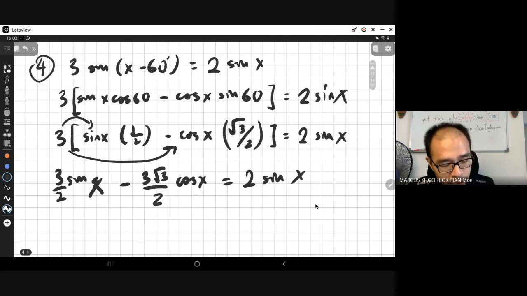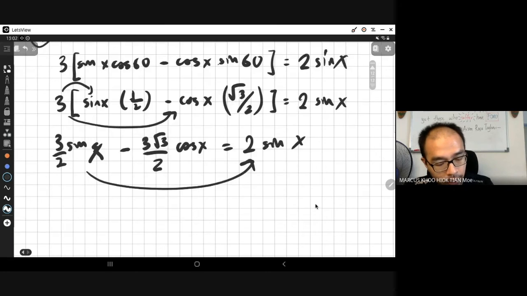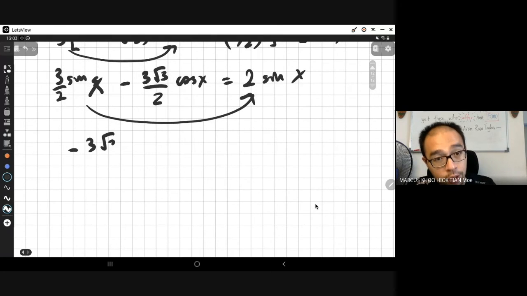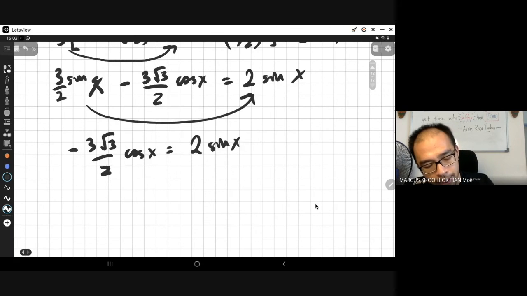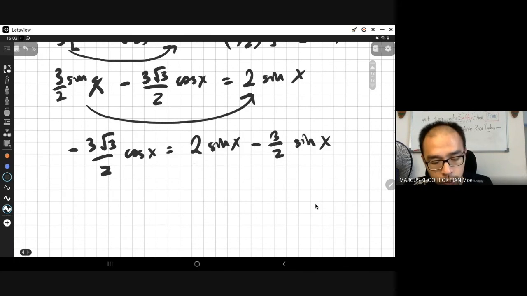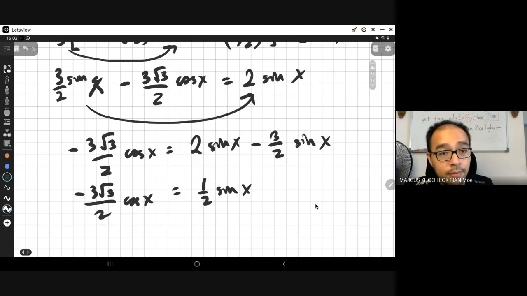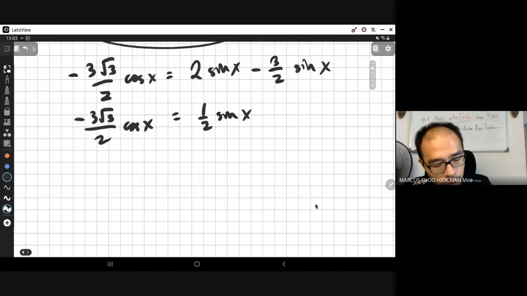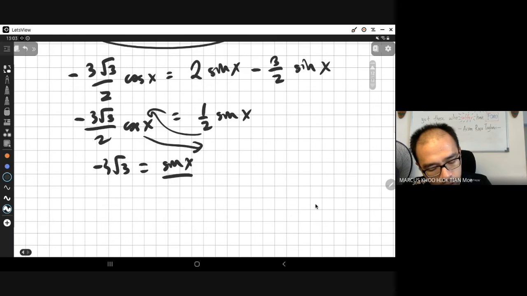Okay, let me bring the 3 over 2 across. I'm going to get negative 3 square root 3 over 2 cos x equals 2 sine x minus 3 over 2 sine x. So 2 take away 3 over 2, you'll get half sine x. And this one will be minus 3 square root 3 over 2 cos x. I'm going to bring the cos across and bring the 2 up. So I'll get minus 3 square root 3 equals sine x over cos x.